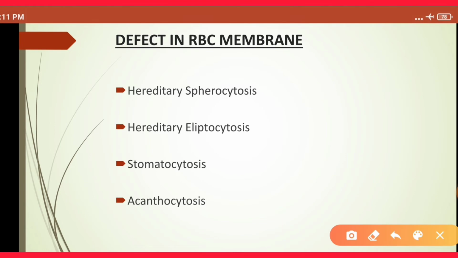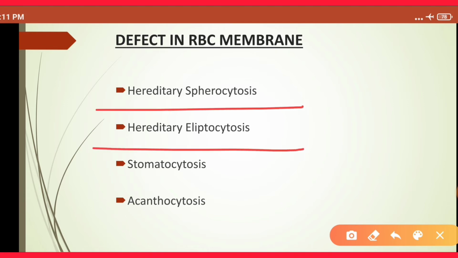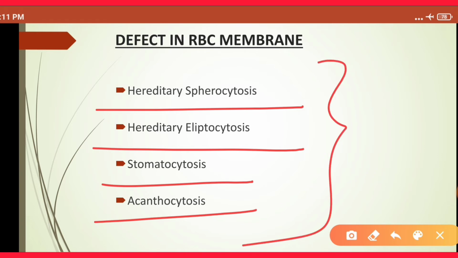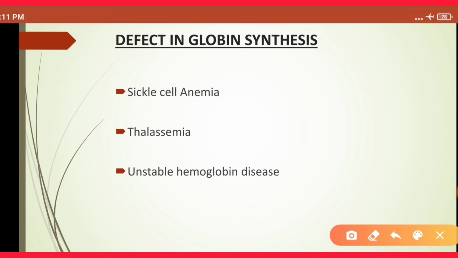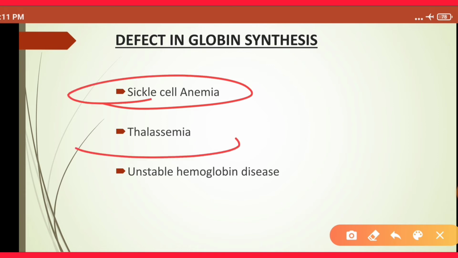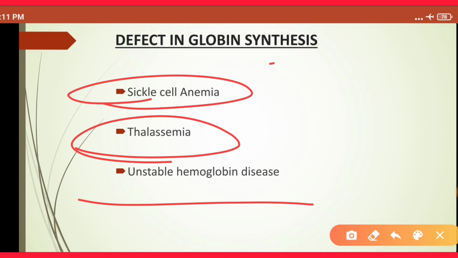So we will start with the first category, that is defect in the red blood cell membrane. The examples of such variety are hereditary spherocytosis, elliptocytosis, stomatocytosis and acanthocytosis. These four are examples of defect in the red blood cell membrane from the birth. Now you can have defect in the globin chain synthesis. The classical examples are sickle cell anemia and thalassemia, or sometimes unstable hemoglobin disease. These two are the major burden in a developing country like India. It is a major cause of hemolytic anemia in India.